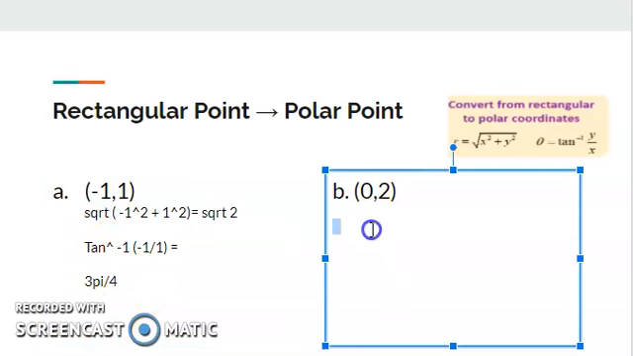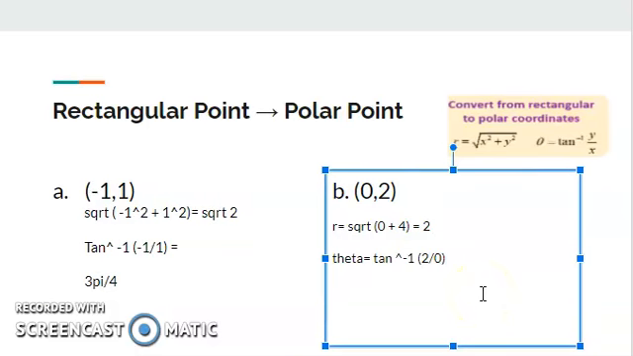And our second example, 0, 2. r equals the square root of x squared plus y squared. So r equals the square root of 0 squared, which is 0, plus 2 squared, which is 4. So we're taking the square root of 4, which is 2. And that is our r value, and our theta is going to be equal to the tan inverse of y over x, which is 2 over 0.